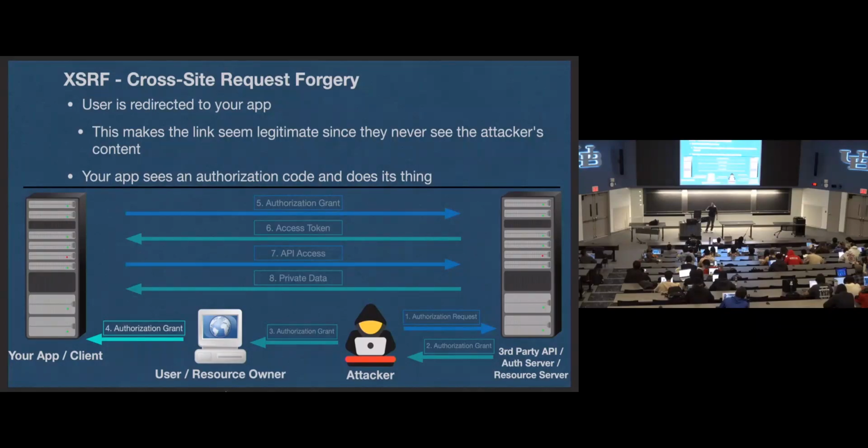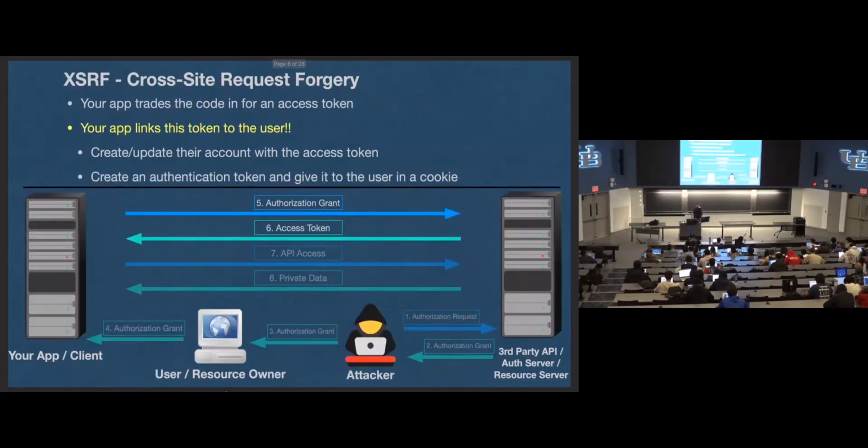I just know I got a request containing an authorization code, so I'm going to do my thing. My thing is to cache this grant in for an access token, and then I'm going to link that to the person who sent it to me, because who else am I going to link it to? I have no other information at this point until I access the API and start getting some information.